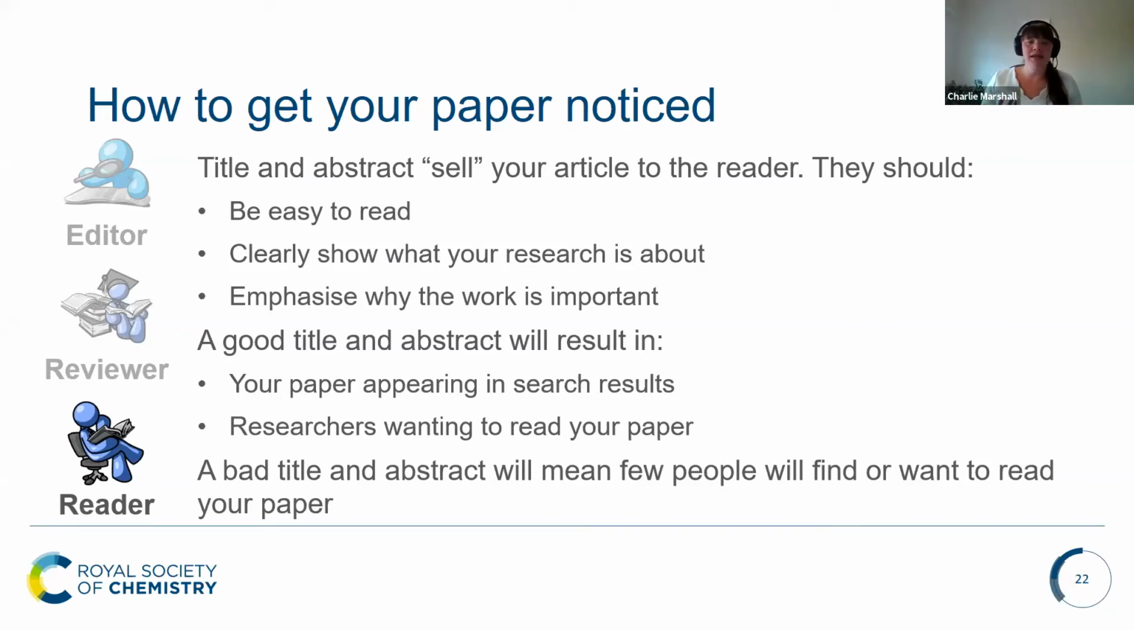The title and abstract are essentially the advert for your paper. They're the things that people will see first. So they should be easy to read. They should clearly communicate what the research is about and emphasize why it's important. A good title and abstract will also appear more frequently in search engines, so if you've got searchable terms, that's very important. And it will make people want to read your paper, which essentially is what it's all about.